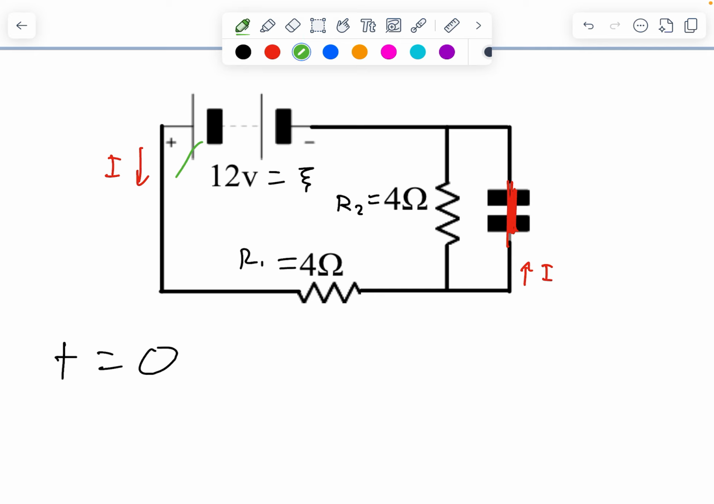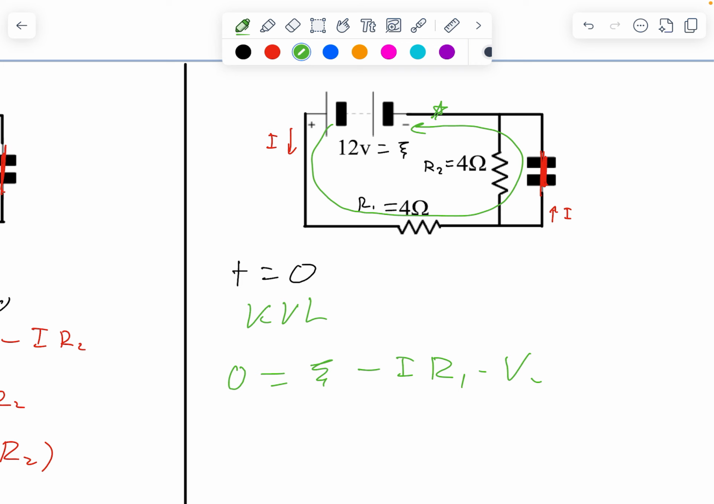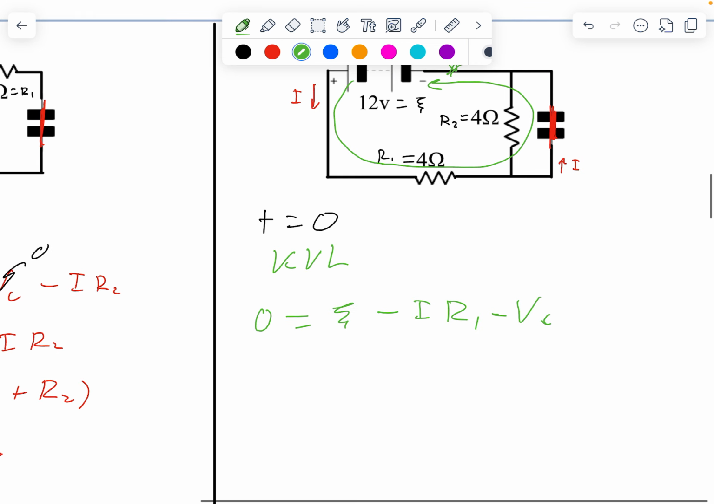So if I draw my loop, I'm going to use another color just to contrast with what I did on the other side. This is now my KVL loop. I'm going to start here. Kirchhoff's voltage law says the sum of the voltage rises and drops has got to add up to 0. So there's my EMF. I get this current that flows through R1, but then the rest of it goes through the capacitor. Sorry, my C's kind of messy there. Let me clean that up a little bit.